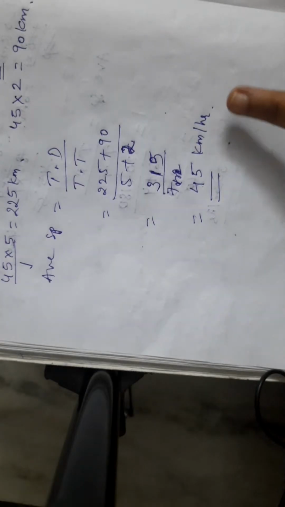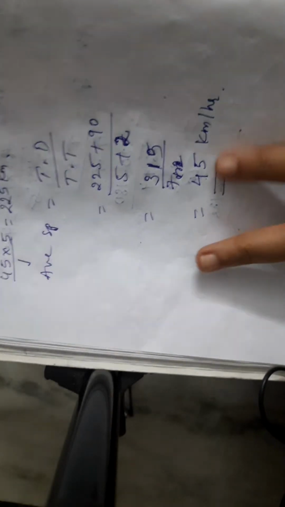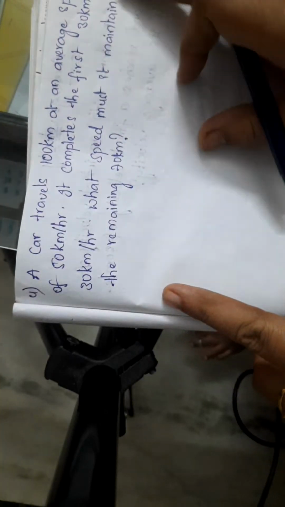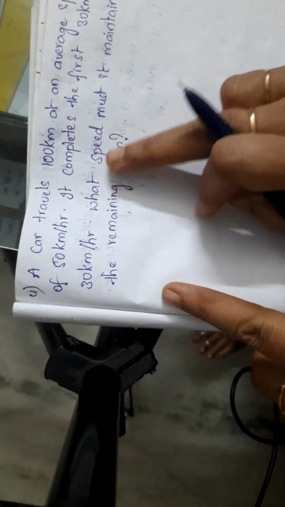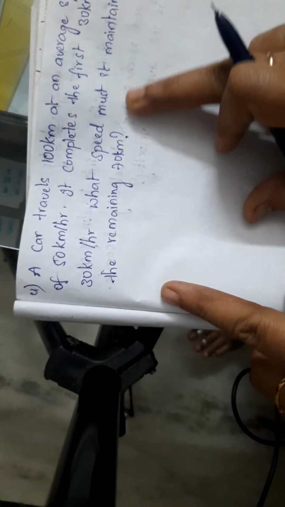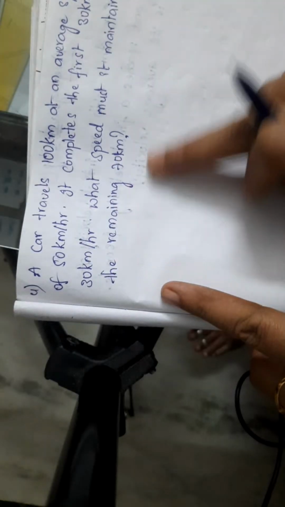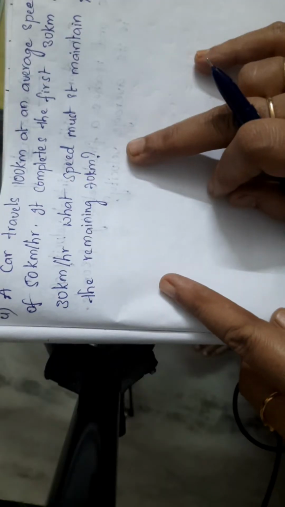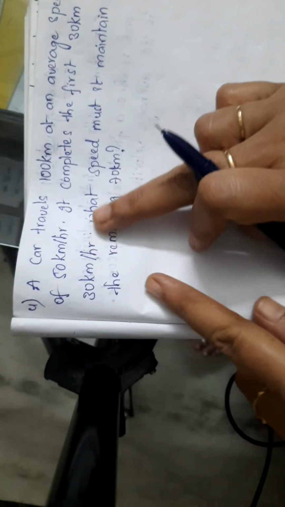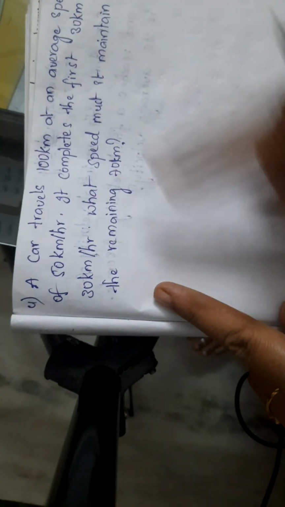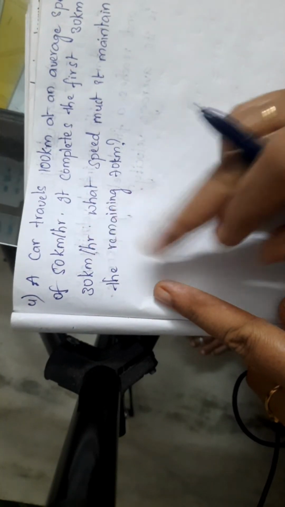This is the third question. Now let's try one more question. Next question, it is given a car travels 100 kilometer at an average speed of 50 kilometer per hour. It completes the first 30 kilometer at 30 kilometer per hour. What speed must it maintain for the remaining 70 kilometers? So here they are asking about the speed. So first, a car travels 100 kilometer at an average speed of 50 kilometer per hour. Time is not given. So let's find time first.